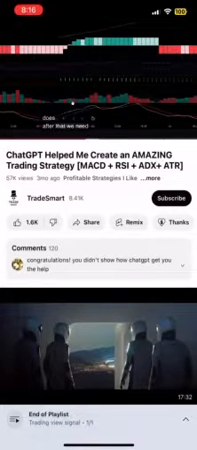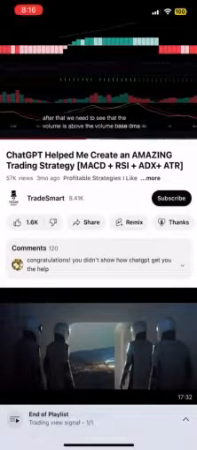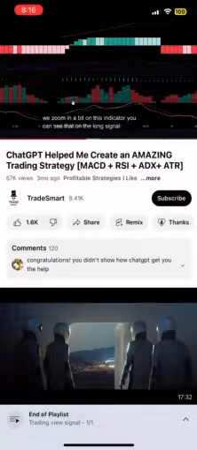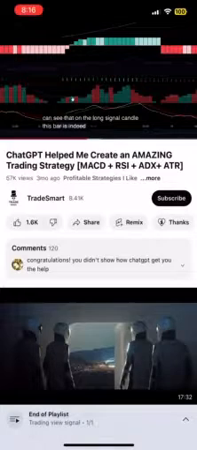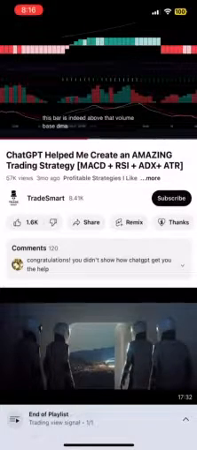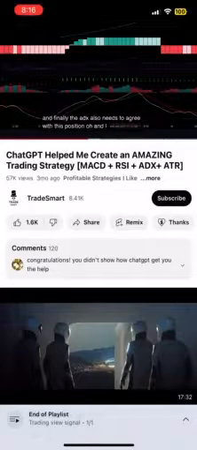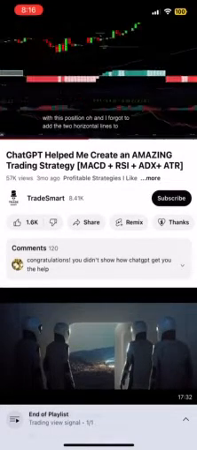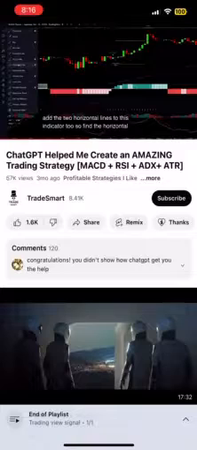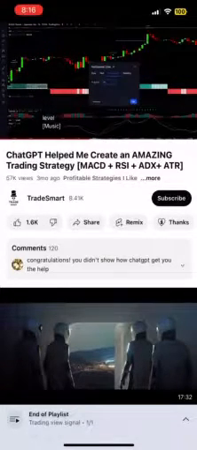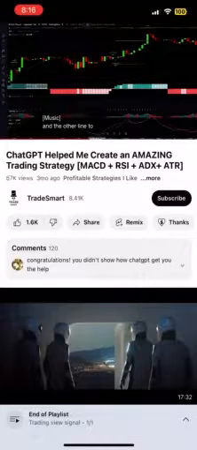After that, we need to see that the volume is above the volume-based EMA. If we zoom in a bit on this indicator, you can see that on the long signal candle, this bar is indeed above that volume-based EMA. And finally, the ADX also needs to agree with this position. Oh, and I forgot to add the two horizontal lines to this indicator too. So find the horizontal line tool and add one line to the 20 level and the other line to the 50 level.